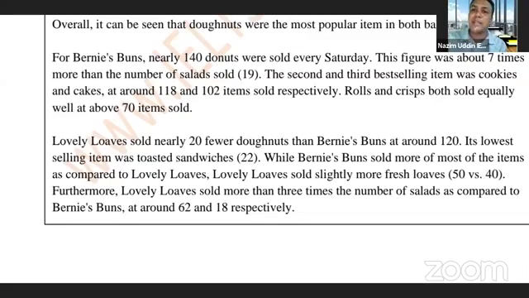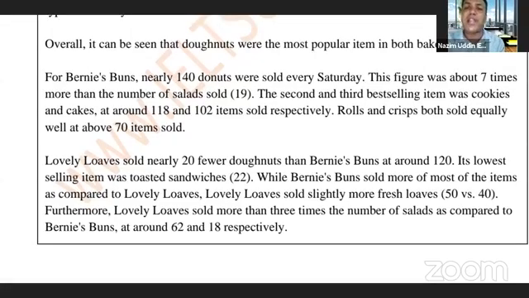How many paragraphs did they make? They made 4 paragraphs. Okay, and the Lovely Loaves sold nearly 20 fewer doughnuts than Barney's Buns, at around 120. Its lowest selling item was toasted sandwiches, 22, while Barney's sold most of the item as compared to Lovely Loaves.